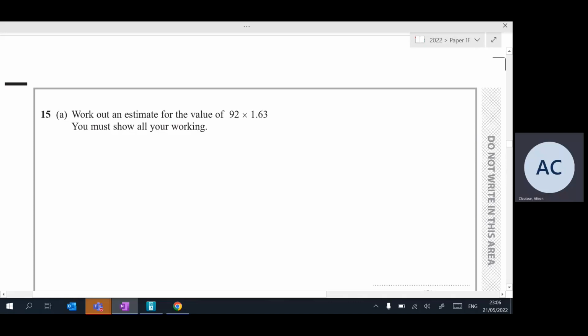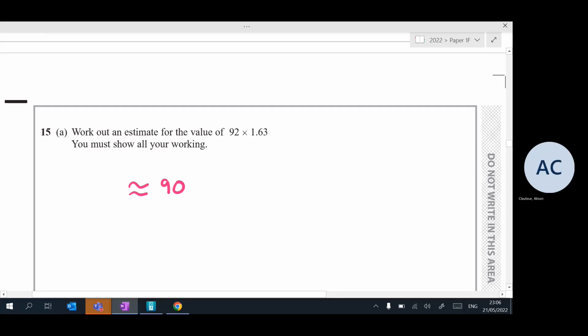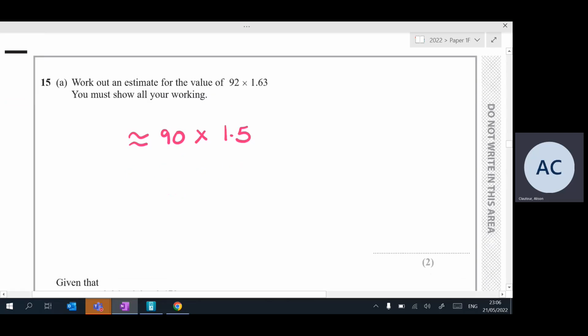Question 15. Remember, when you're doing an estimate, you are not working this out exactly. So I'm going to say 92 is roughly 90. 1.63, I'm going to say is roughly 1.5. It doesn't really matter what you round it to. You probably could have got away with rounding that to 2, might be slightly easier.